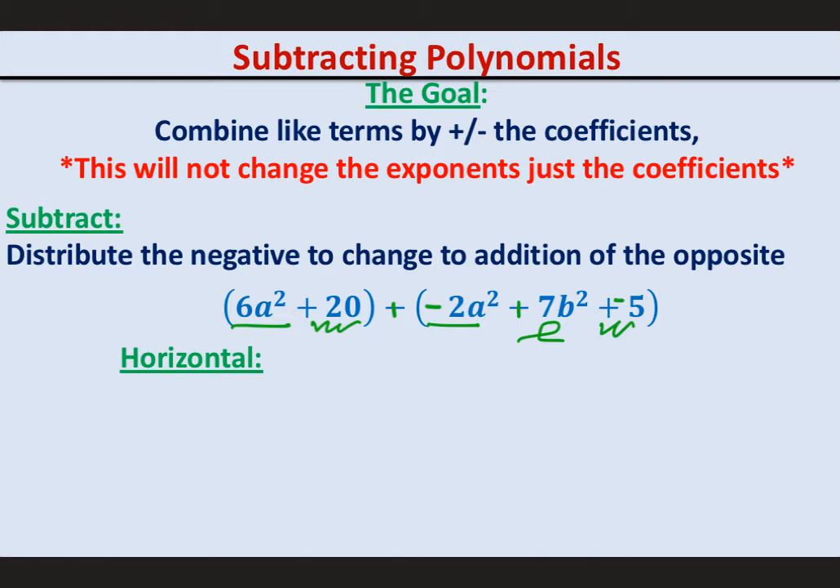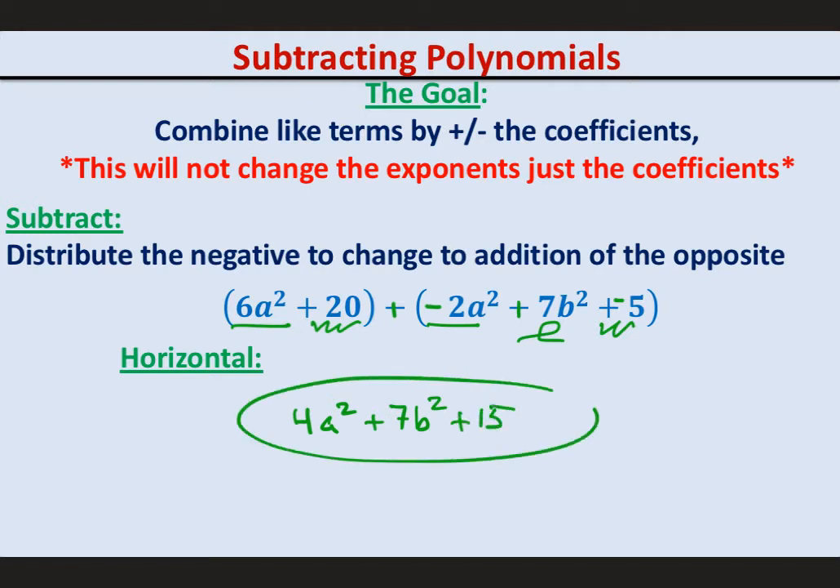So we'll go ahead and combine them together. 6a squared minus 2a squared is 4a squared. Then we have the plus 7b squared that we remembered to distribute that negative to. And then we have 20 minus 5 is 15. So that is subtracting polynomials.